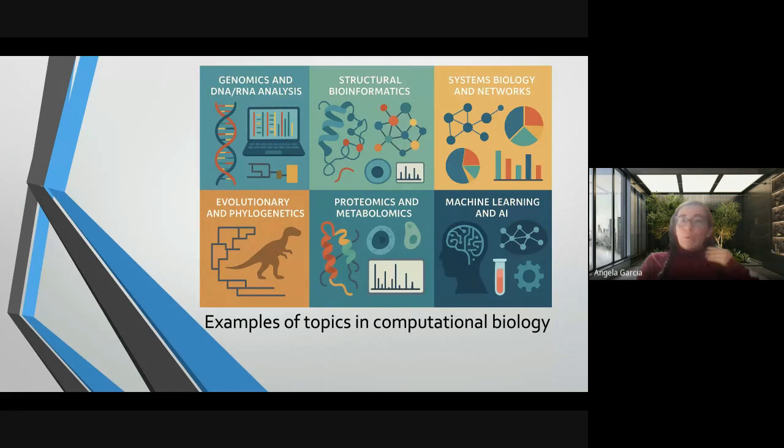But the ones that are most common and that we can read about in the literature, with different species of animals, bacteria, and viruses, are, for example, genomics and DNA and RNA analysis, structural bioinformatics, systems biology and networks, evolutionary biology and phylogenetics, proteomics and metabolomics, and of course, machine learning and AI. These are just some small examples, but as I mentioned, each one can be so big as to have its own class to describe all the possible available tools for only genomics, or all the tools for structural bioinformatics, or all the tools for machine learning and AI. They can be independent from each other, or depending on the biological question, we can use them all for the same project.